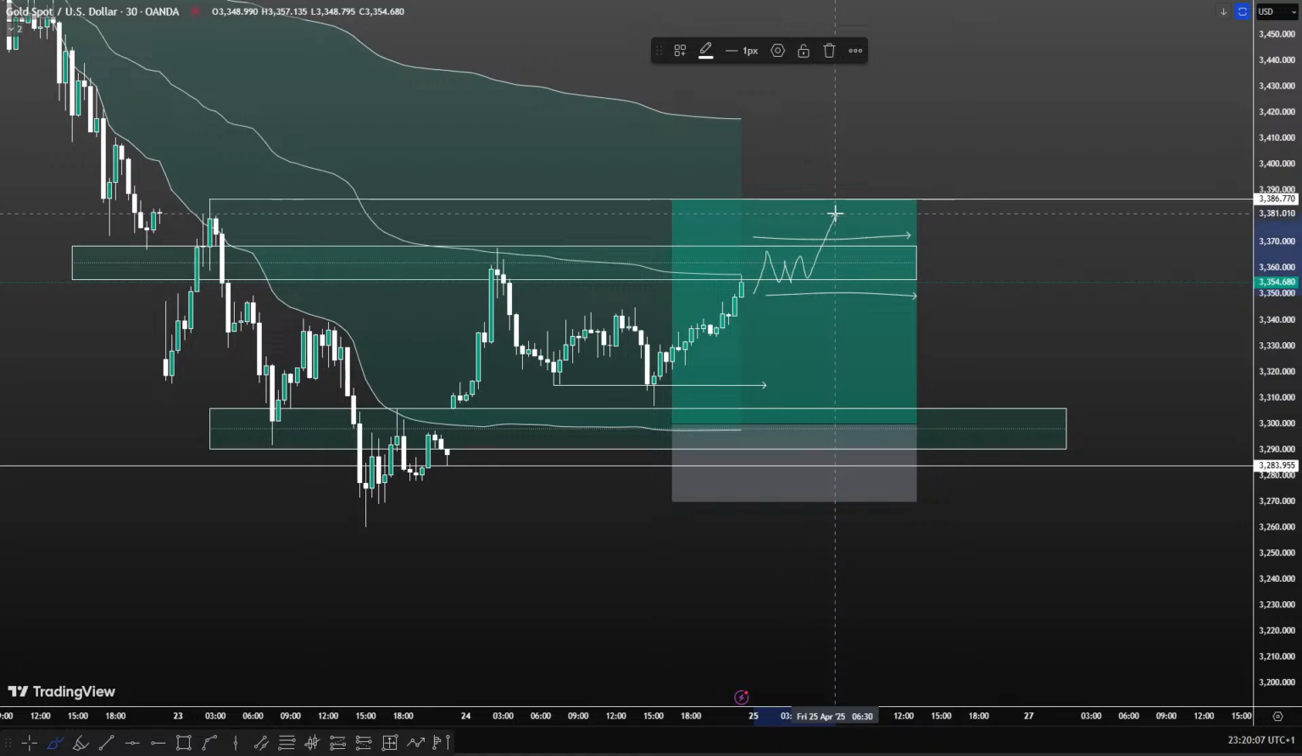If we can get a spike of the range highs back into the range, we can look to sell. Alternatively, if we get this range and spike of the range lows and back into the range, we can look to take buys up into the 3386.